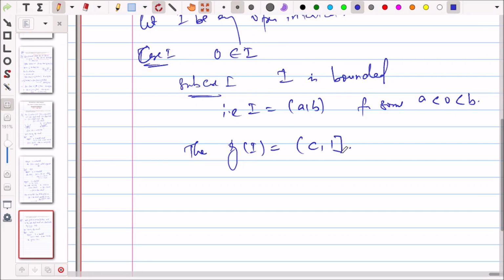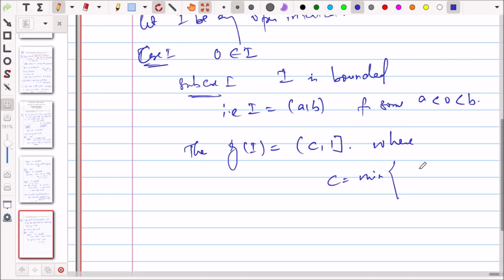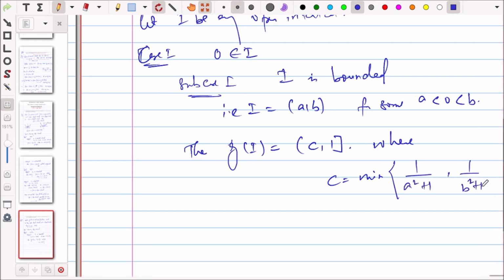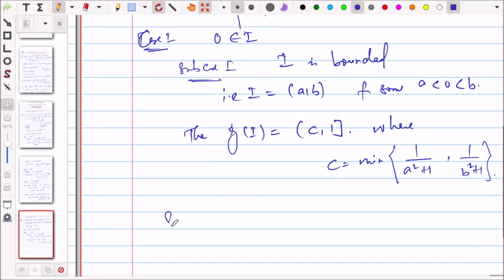So then C, where C is the minimum of 1 by a square plus 1 or 1 by b square plus 1, whichever is minimum. Then we have this interval, 1 by a square plus 1, 1 by b square plus 1. Sub case 2.